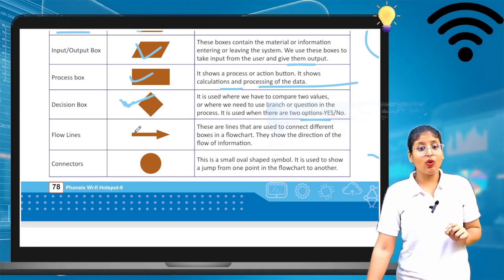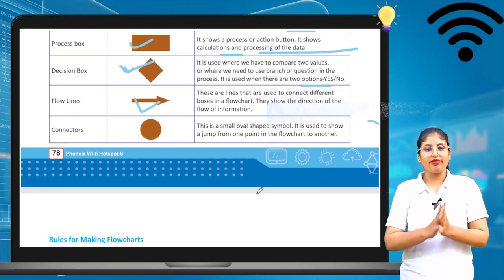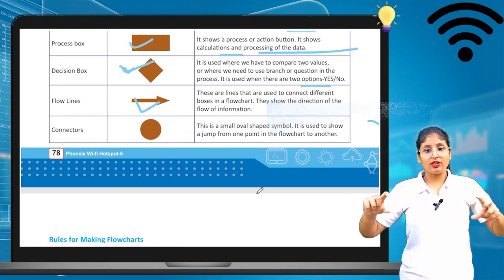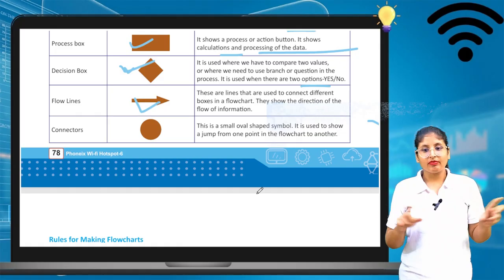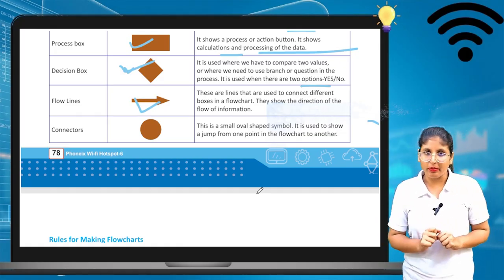Next symbol is the flow line. These are the lines that are used to connect different boxes in a flow chart. This symbol is used to connect different symbols in a flow chart. They show the direction of the flow of information.